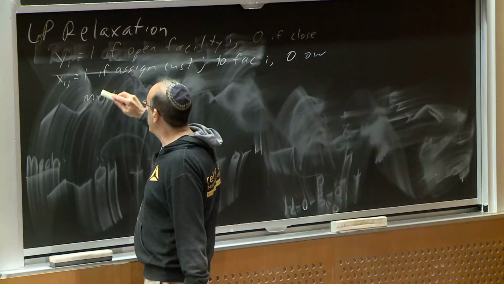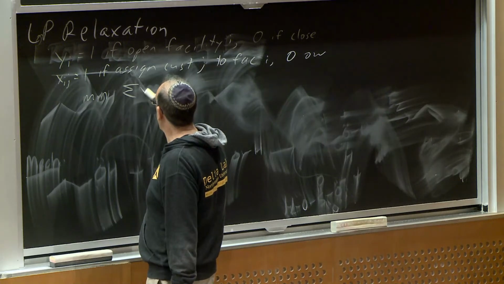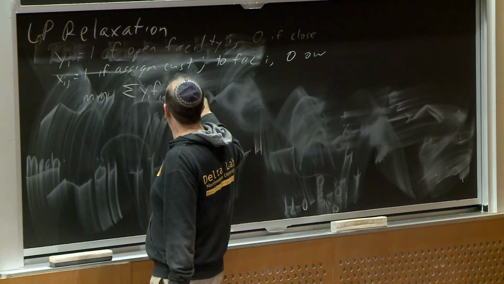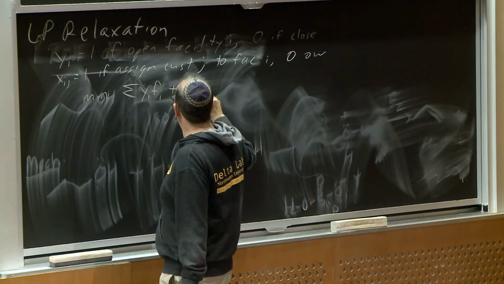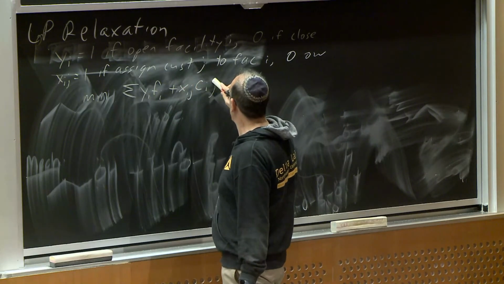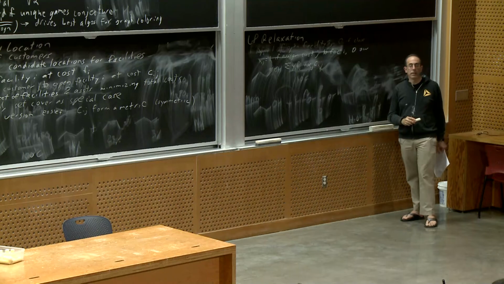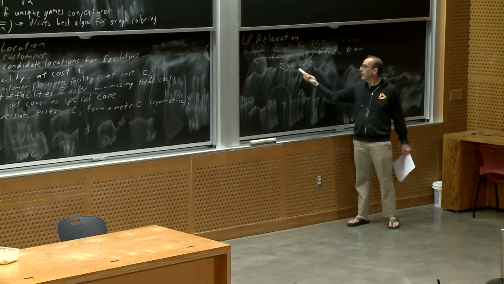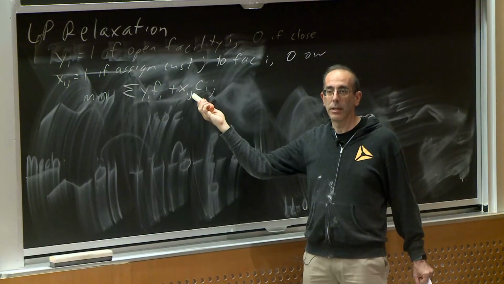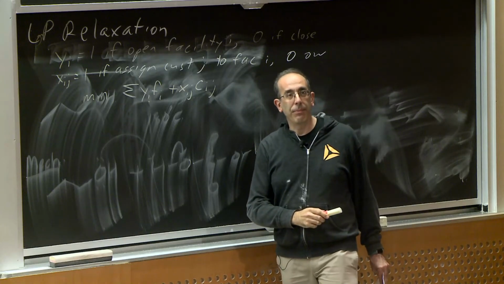Good. And of course, we want to minimize this, right? This is the opening cost. This is the connection cost. What are our constraints?